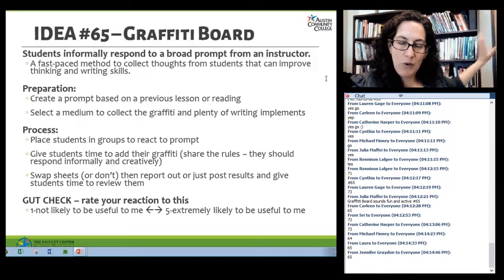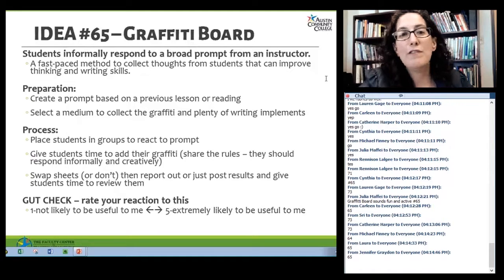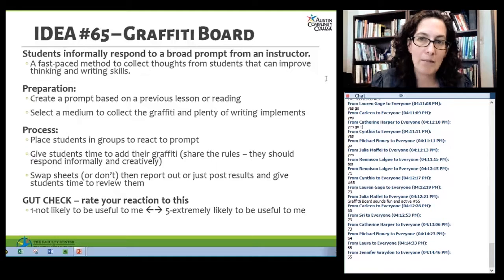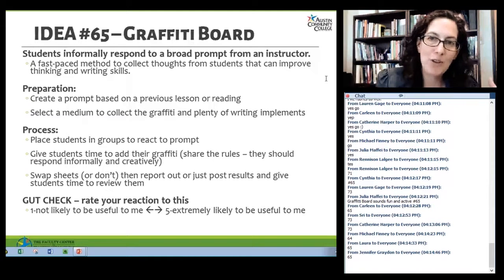And then if you've done it where each group is in one section of the board, everybody can just step back and take a peek. If you've done it where there's just one prompt for the whole class, everyone can look. But you basically give some time to discussing what has been written.